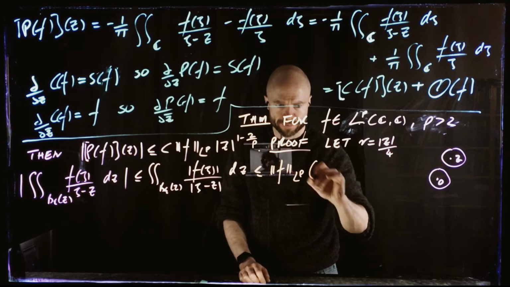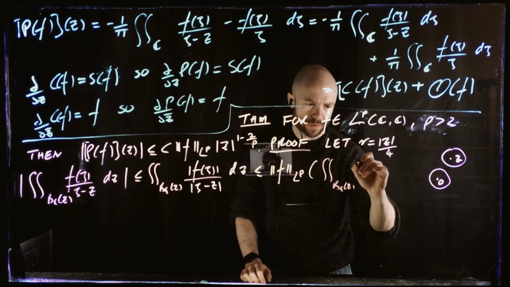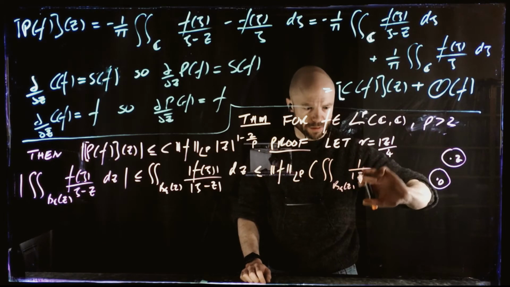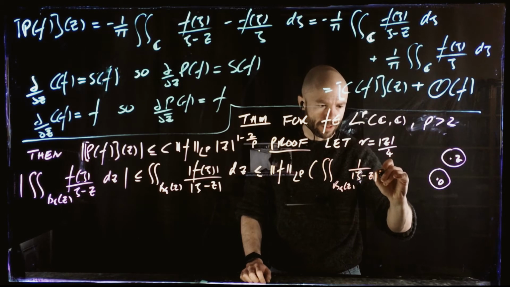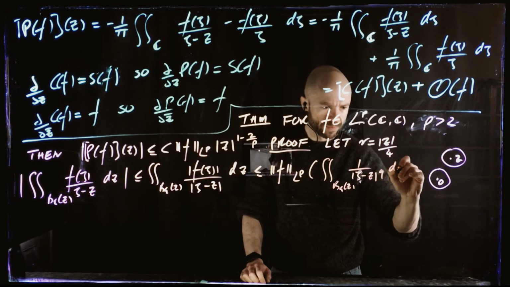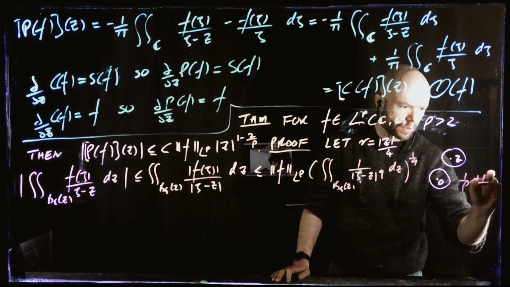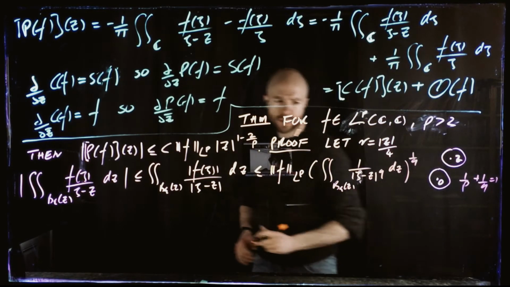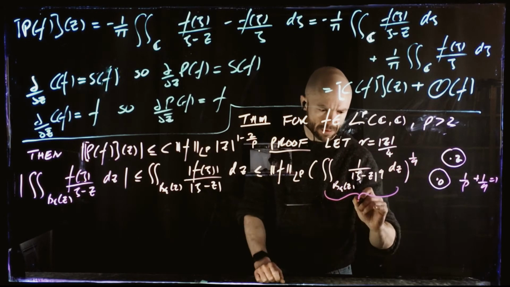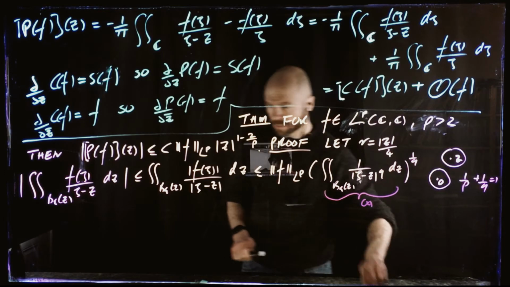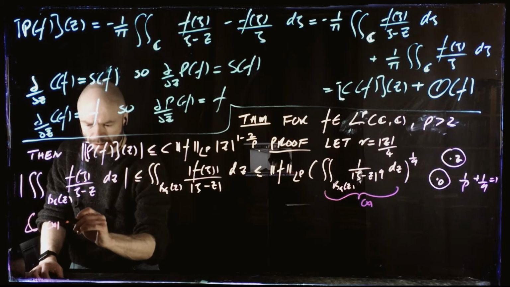And then we're going to have the double integral over the ball of radius epsilon around z of 1 over |zeta minus z| to the q, all to the power 1 over q, where q is the Hölder exponent. So 1 over p plus 1 over q is equal to 1. So this is the guy we want to check is finite. Let's call this thing star. And let's do that calculation.